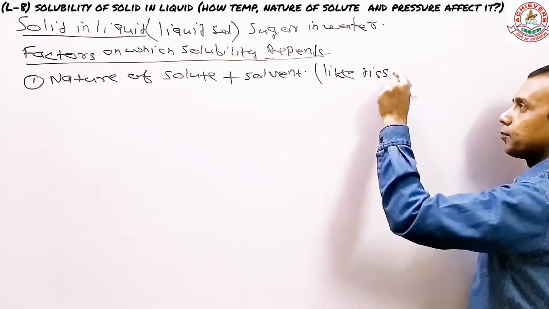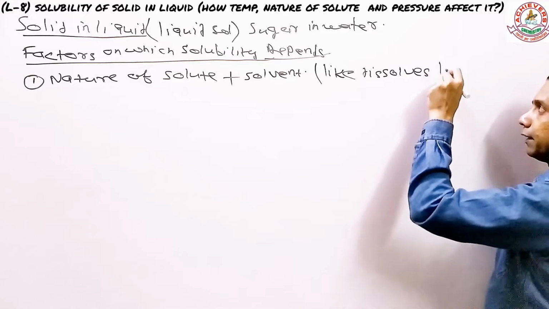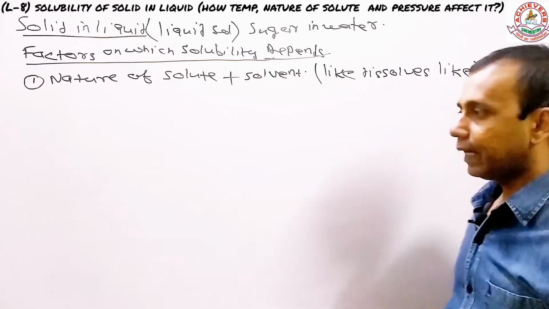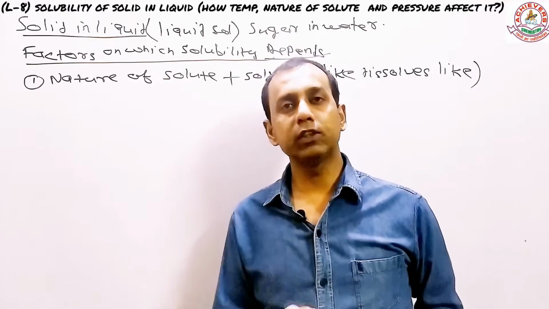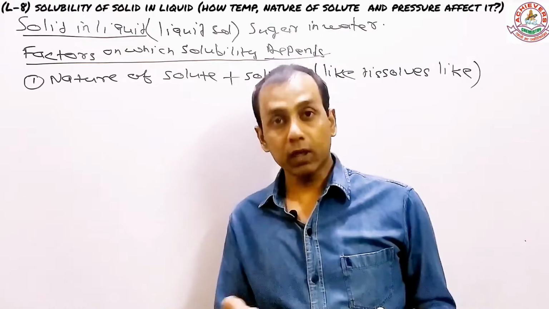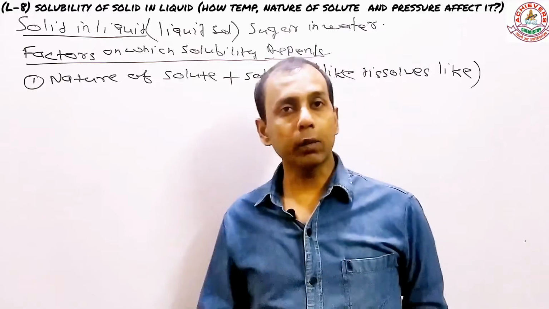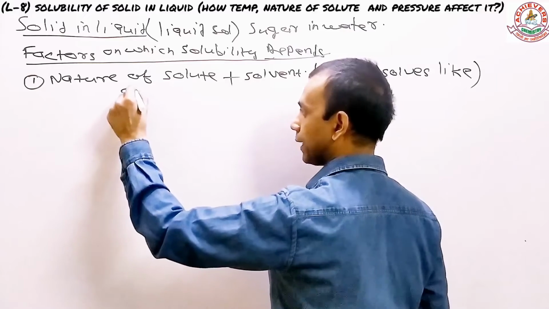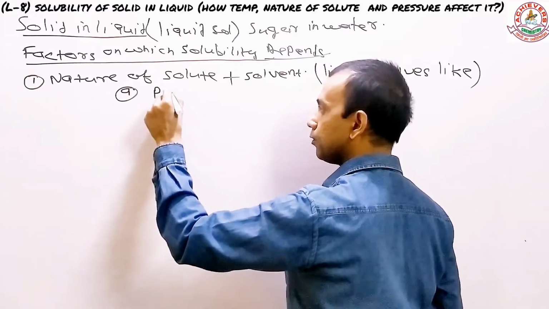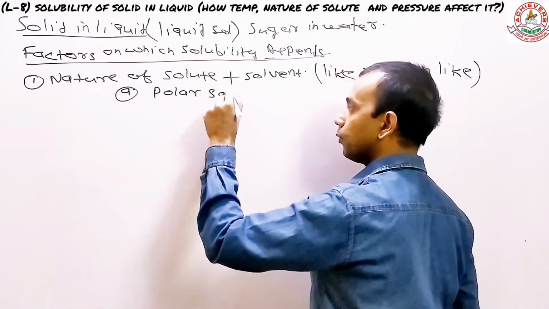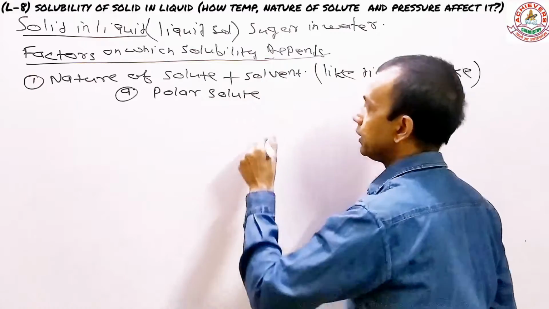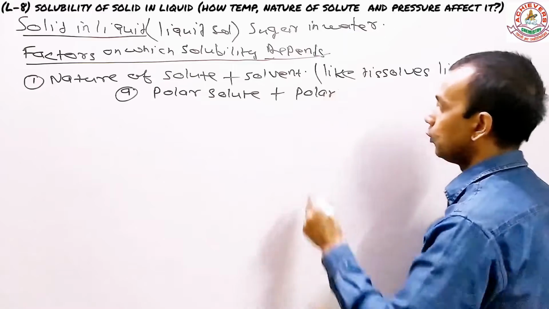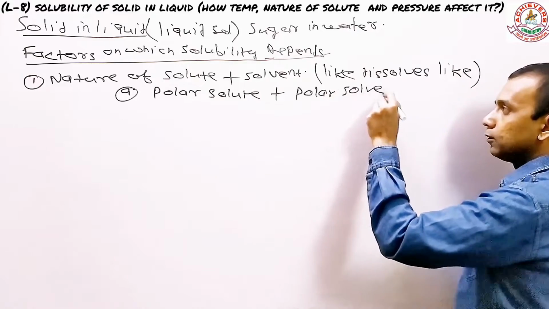Like dissolves like. So what it means here is that a polar solute dissolves in a polar solvent, and a non-polar solvent dissolves a non-polar solute. So what that means? It has 2 types. First, like I said, polar solute dissolves in polar solvent. I'm going to give you some example. Polar solvent, right?